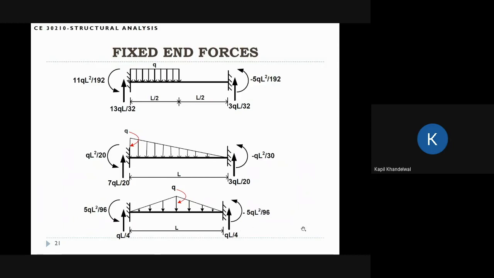Again, I will always provide you this information if it's needed for a particular problem. And actually, there are many other fixed end forces, but I just gave you some of the important ones, and you can find more if it's needed. They're already given in many places, and if you easily Google fixed end forces, you can see many more cases.